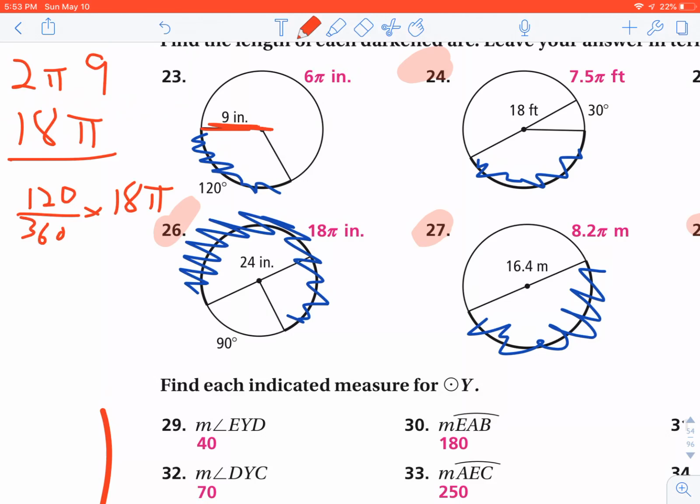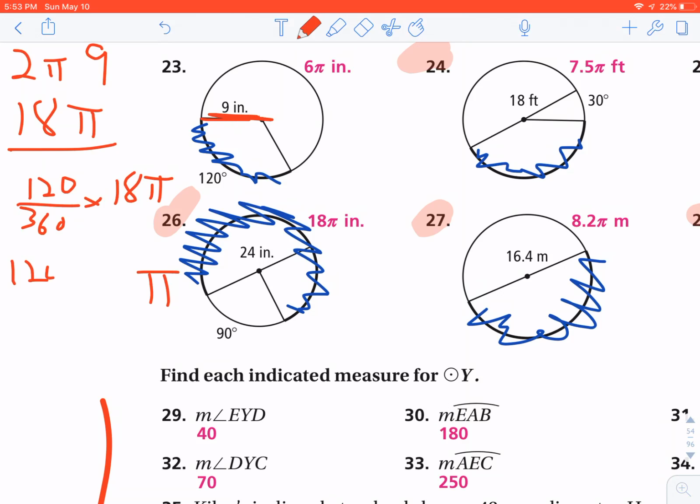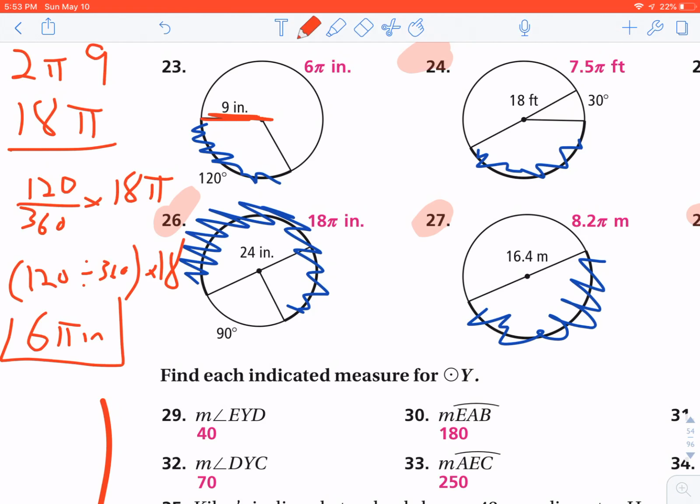Now, the directions say to leave it in terms of pi. So I'm going to just put the pi here, and I'm going to completely ignore it for the rest of this. Let's erase the pi for a minute. This is exactly what you want to type in your calculator: 120, division button, 360, times 18. When you do that, that should give you 6. And then just attach pi on the end of your answer and the units, and you are done. That's all there is to it.